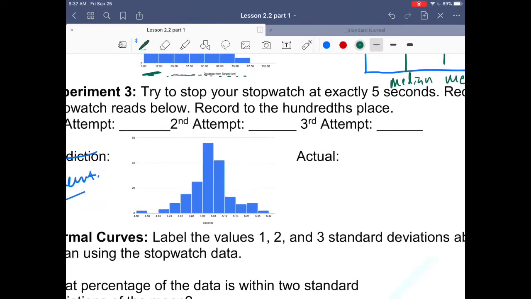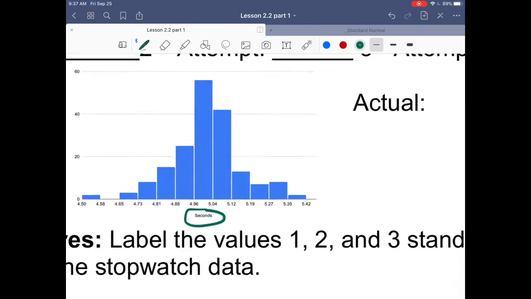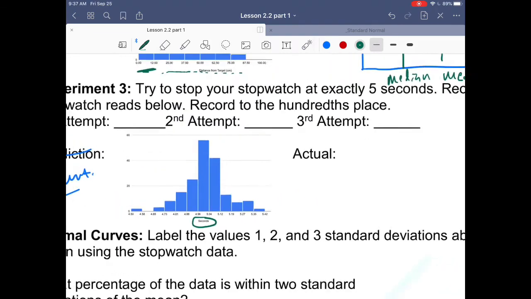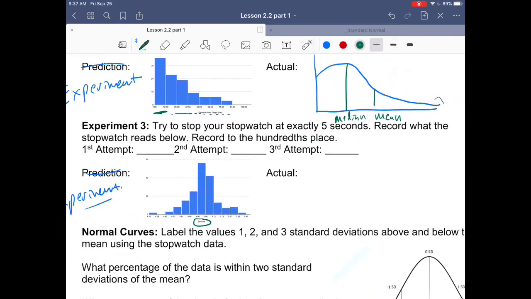And finally, your stopwatch. Again, the values seem to be clustered around the center here. The most values occur between 4.96 and 5.04, which means the 5 is going to be about the average, right around the middle. And so this is definitely a symmetric data set.